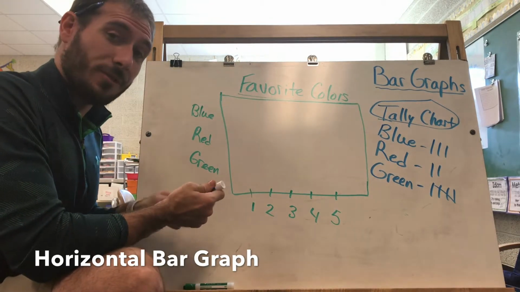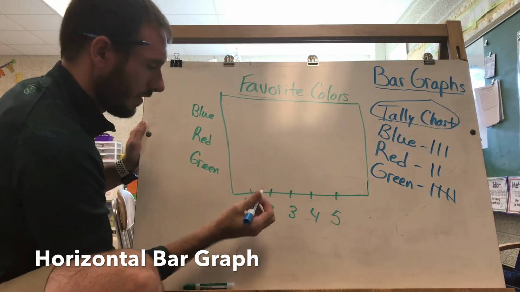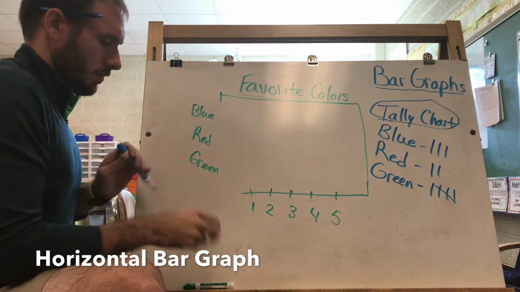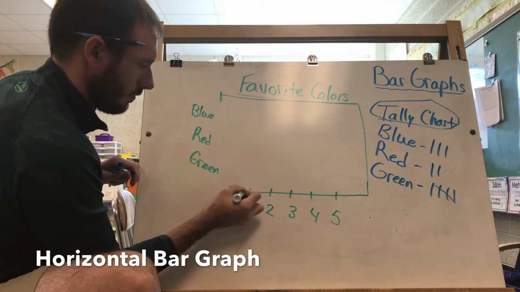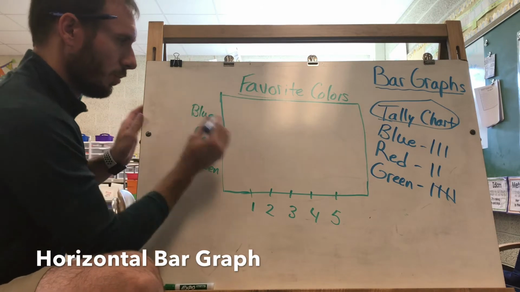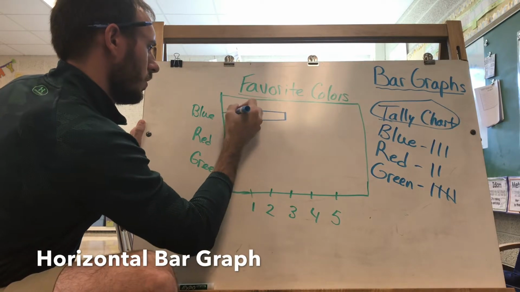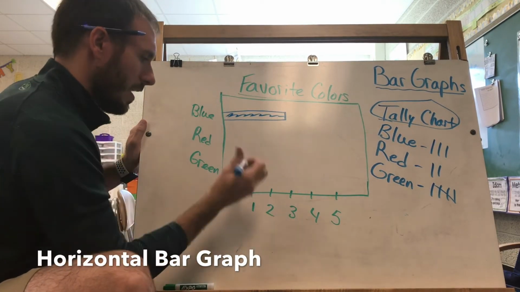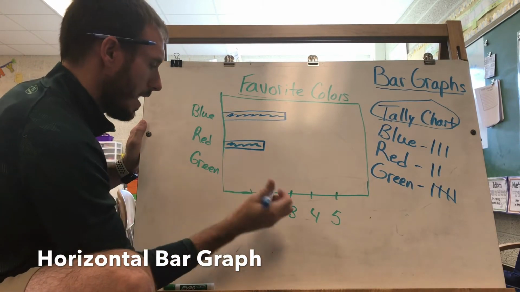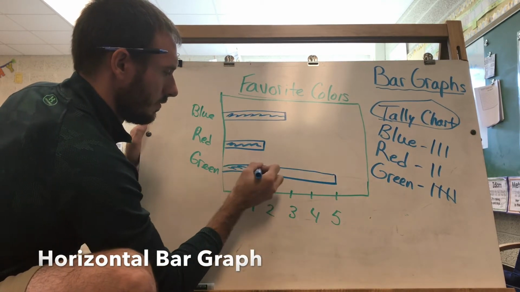Take my data I gathered from my tally chart. I like to start with the top one, so I go to blue. Looking from here, I know this line isn't perfectly straight, but actually, let me make it straight. It'll look nicer. It's all about looking nicer. Blue, we know it goes to 3, so about right here is where I'm going to move my bar and color in. Red, it was 2 and color in. And green, which was our biggest vote, which is my favorite color, is 5.